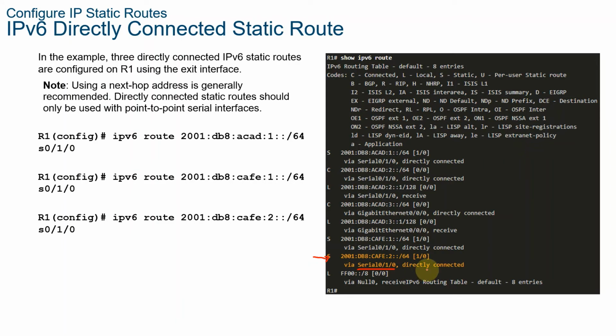Take note, same with IPv4, using the next hop IP address is generally recommended. Directly connected static routes should be used only when you use a point-to-point connection, or when you use serial interfaces between two routers. So it's the same thing. In the IPv6 route, this is your remote network 1, and this is our exit interface here. Then remote network 2 and the exit interface, and then remote network 3 and the exit interface.